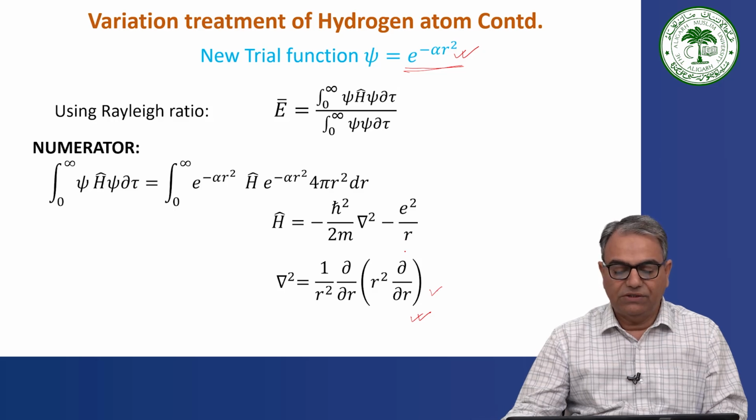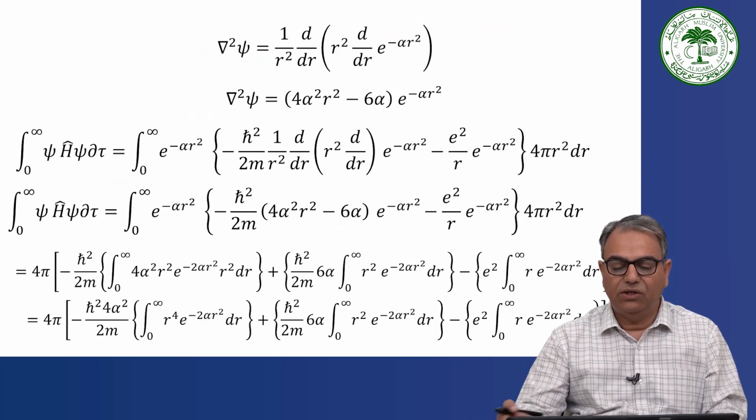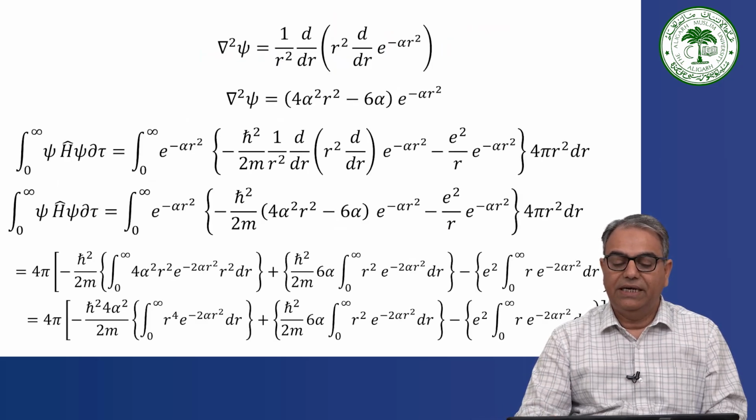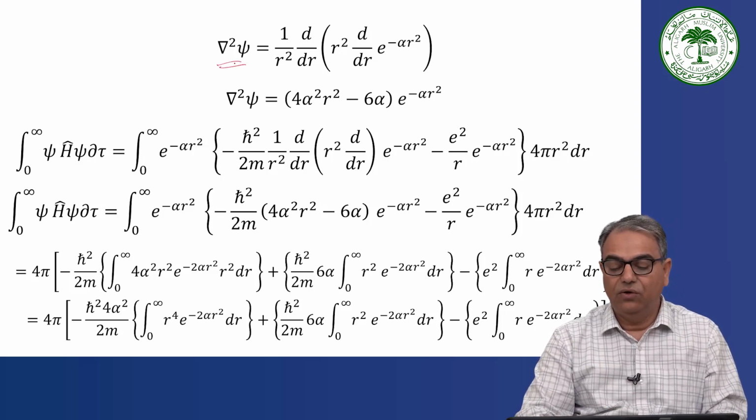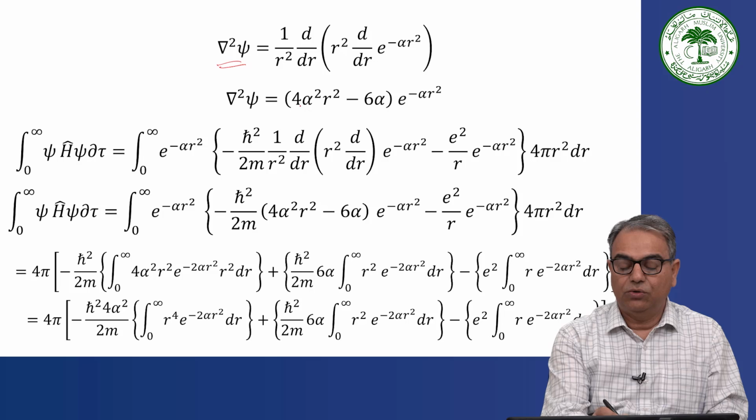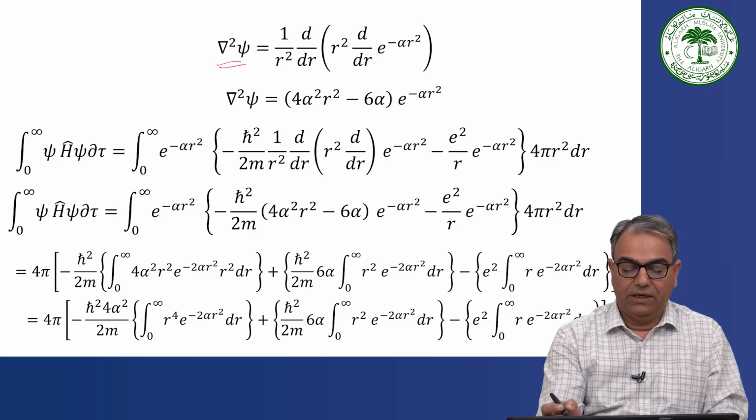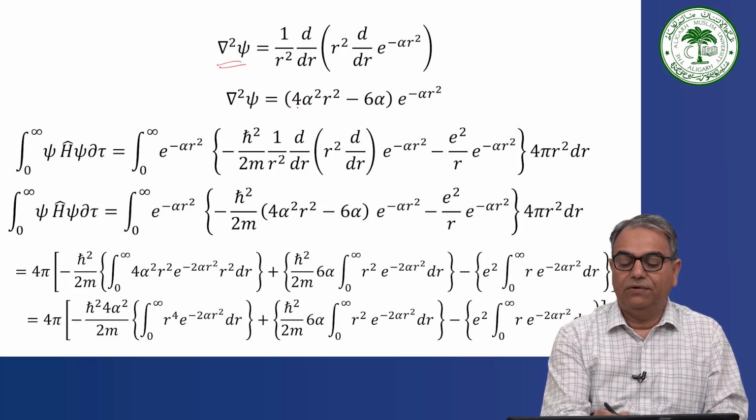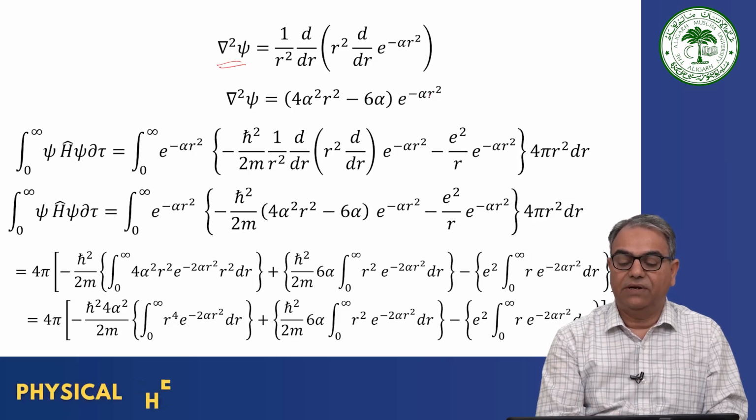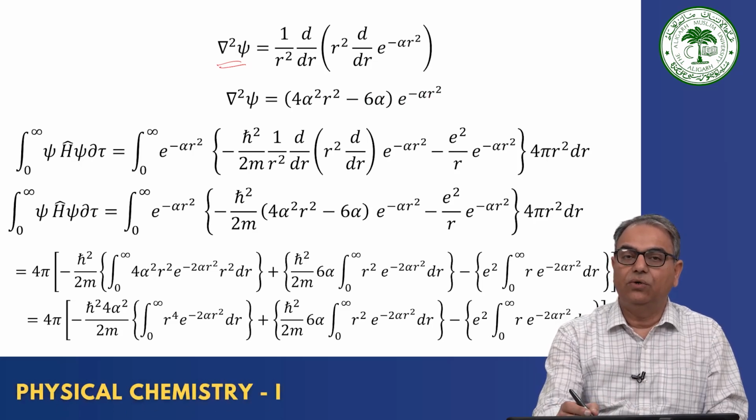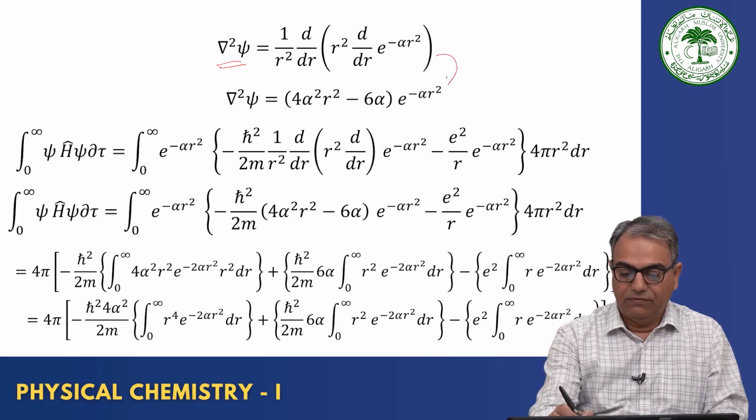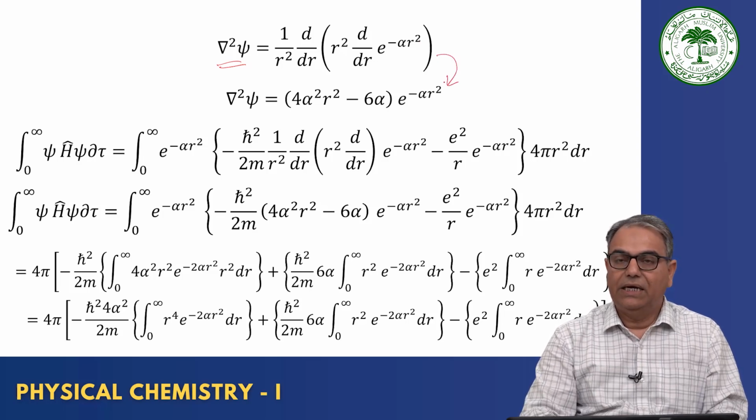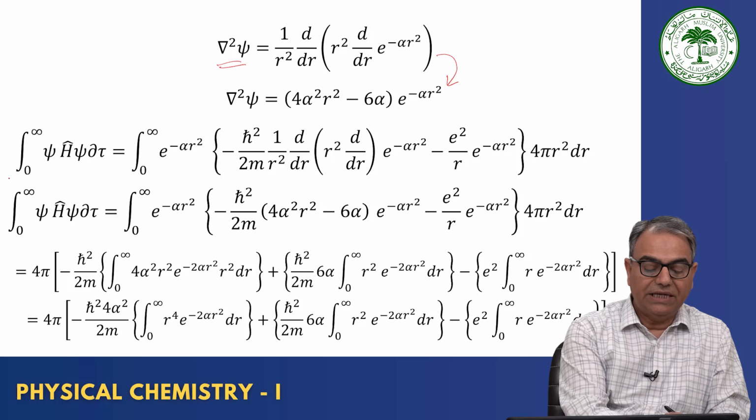So if you use this and try to find the numerator, then again here you see I have found the del square psi value, and del square psi comes out to be, if you do this calculation, 4 alpha square r square minus 6 alpha, times exponential minus alpha r square. This I knowingly did not do. You can do it yourself. So from this we obtain del square psi.